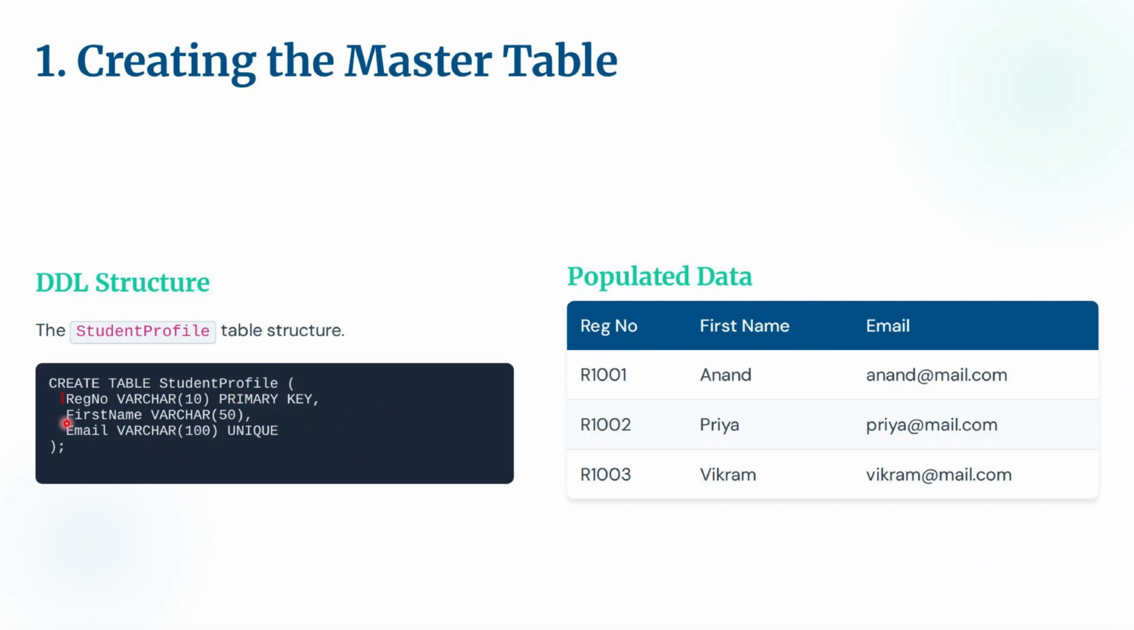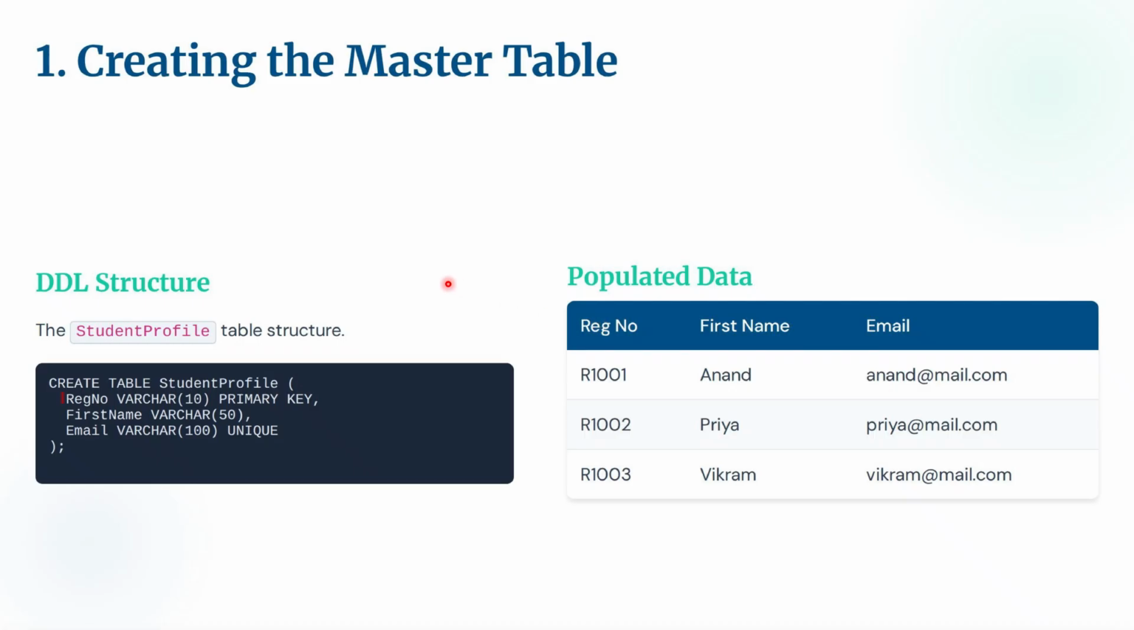And the next column is first name. This is also a varchar data type of size 50. And next one is email of varchar data type of 100 size and it is unique. So all the values entered in the email section have to be unique and should not be repeated.